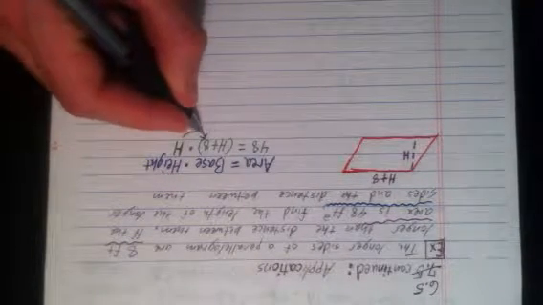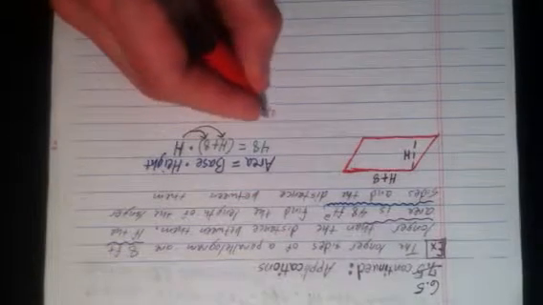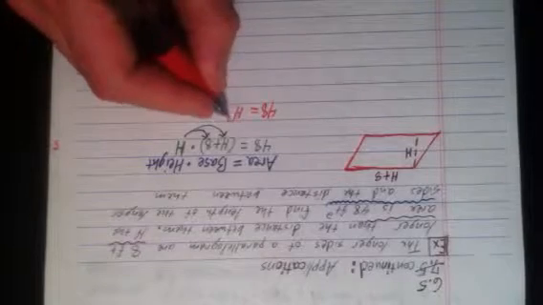Looking at this formula and filling in what we know, the area is going to be 48 square feet. We're told that in the problem. The base is this length right here, which is equivalent to the top length, so h plus 8. And the height of the parallelogram is h. We can start to clean up this equation by distributing the h into the parenthesis, multiplying it to both terms, which gives us the equation 48 equals h squared plus 8h.